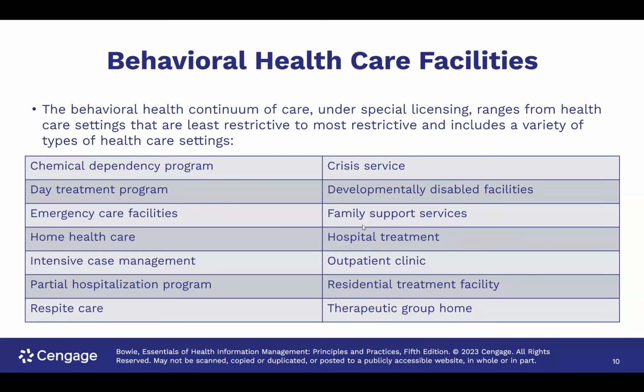And then related to that, we have behavioral health care facilities. These are mental health services and they run the gamut. They could be things like chemical dependency, partial hospitalization, developmentally disabled facilities, home health, intensive case management. Something we're seeing more of now is partial hospitalization, where people are hospitalized and then sent home, respite care, and others.